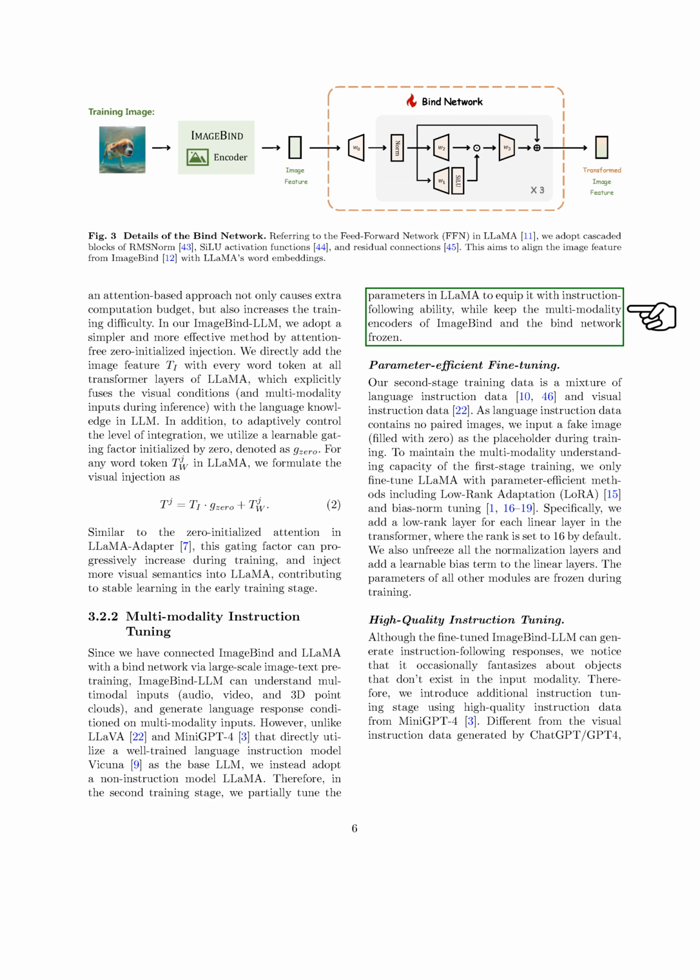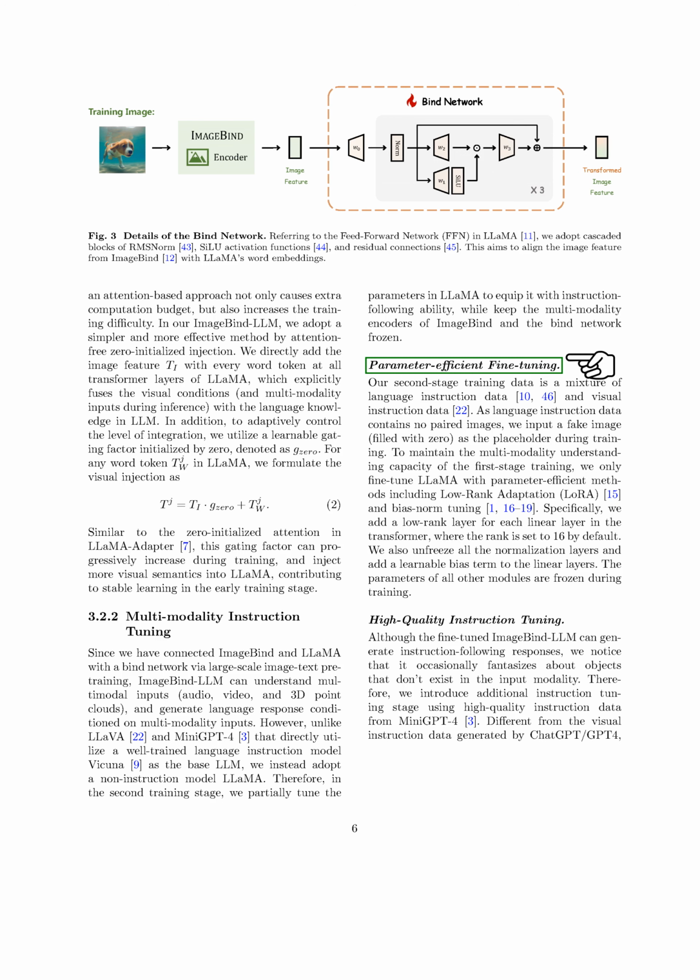Section: Parameter-efficient fine-tuning. We've developed a two-step training process for our model, which we call LLaMA. The first step involves training with a mix of language and visual instruction data. For language instruction data that doesn't come with images, we use a placeholder image filled with zeros. To keep the model's ability to understand different types of data, we fine-tune it using methods that don't require many parameters, such as low-rank adaptation, LoRA, and bias norm tuning.